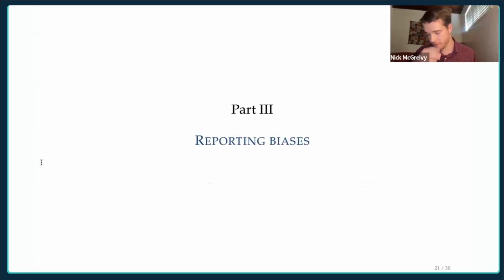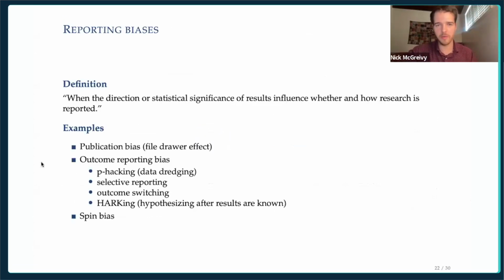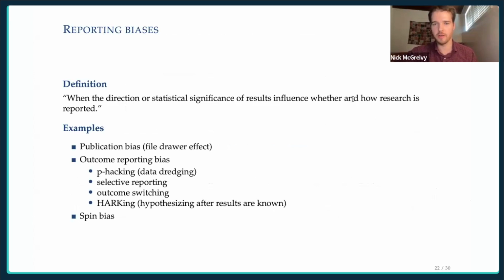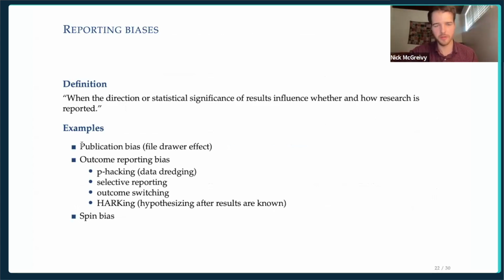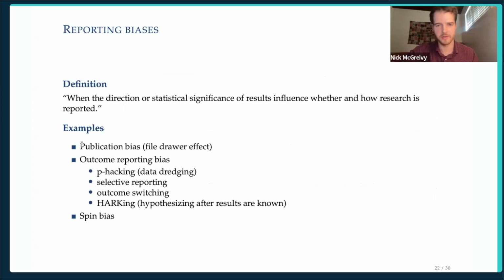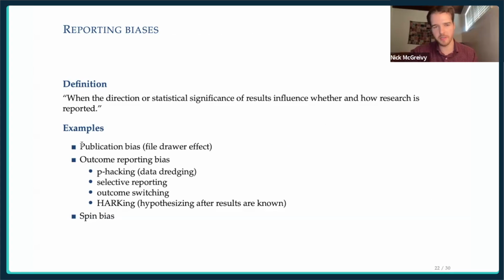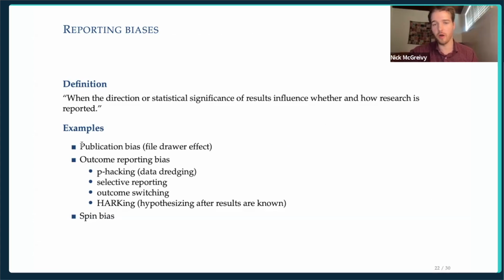The next issue we identified is called reporting biases. So what are reporting biases? They're defined as when the direction or statistical significance of results influences whether and how research is reported. There are a lot of common biases that fall under this umbrella, things like publication bias, p-hacking, outcome switching, and HARKing, which is hypothesizing after results are known, et cetera.